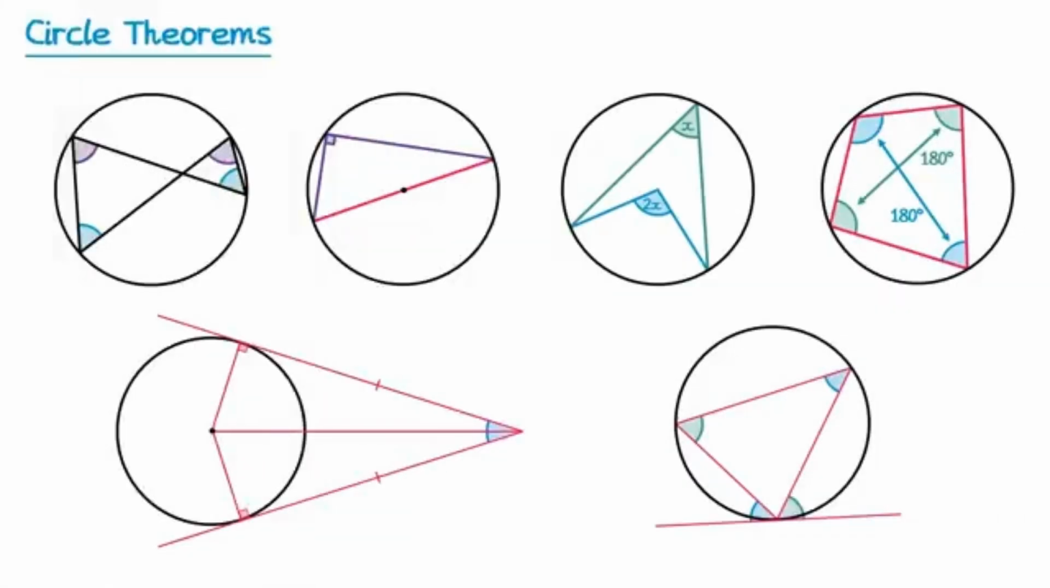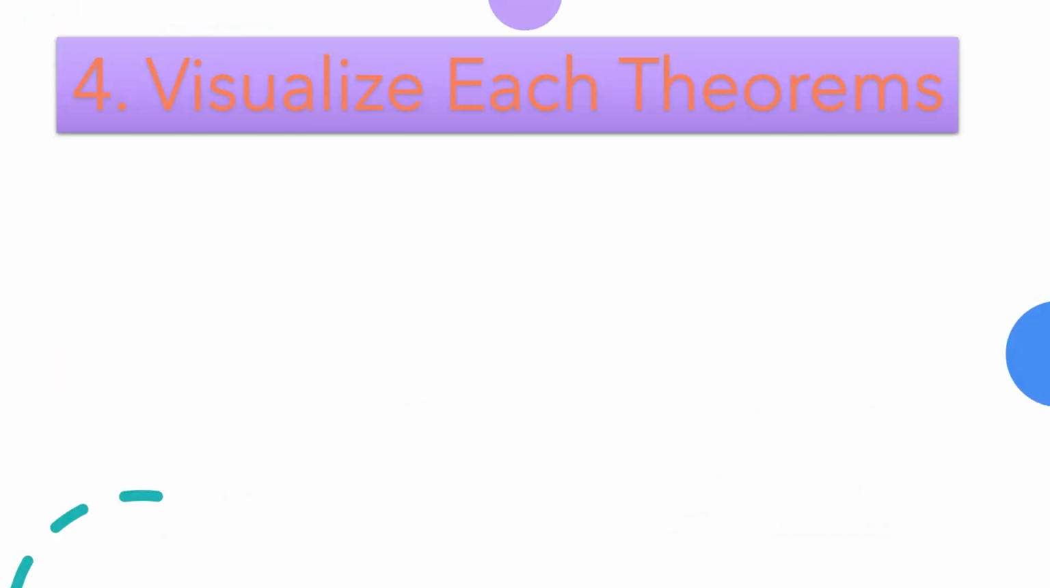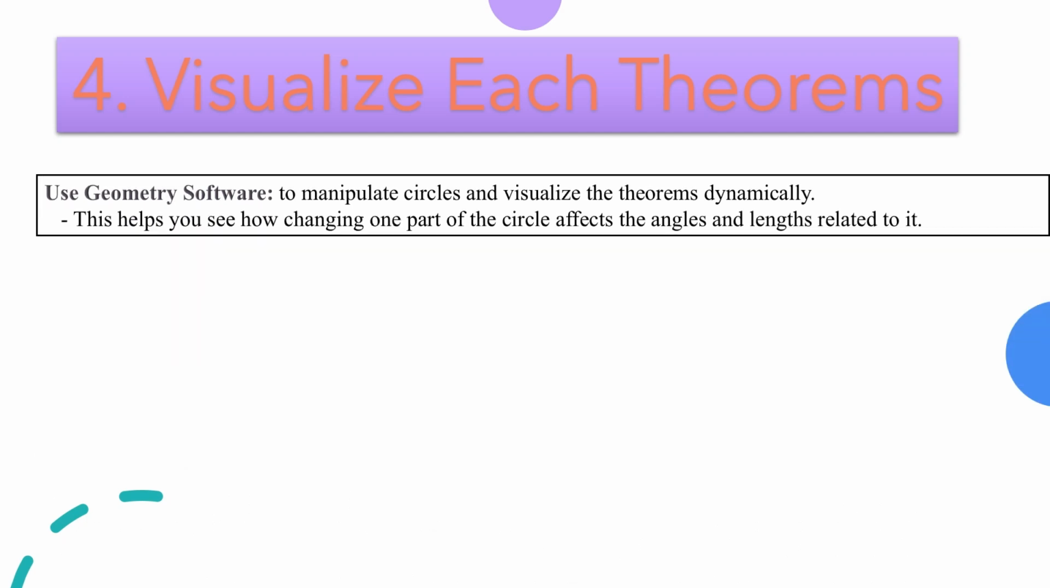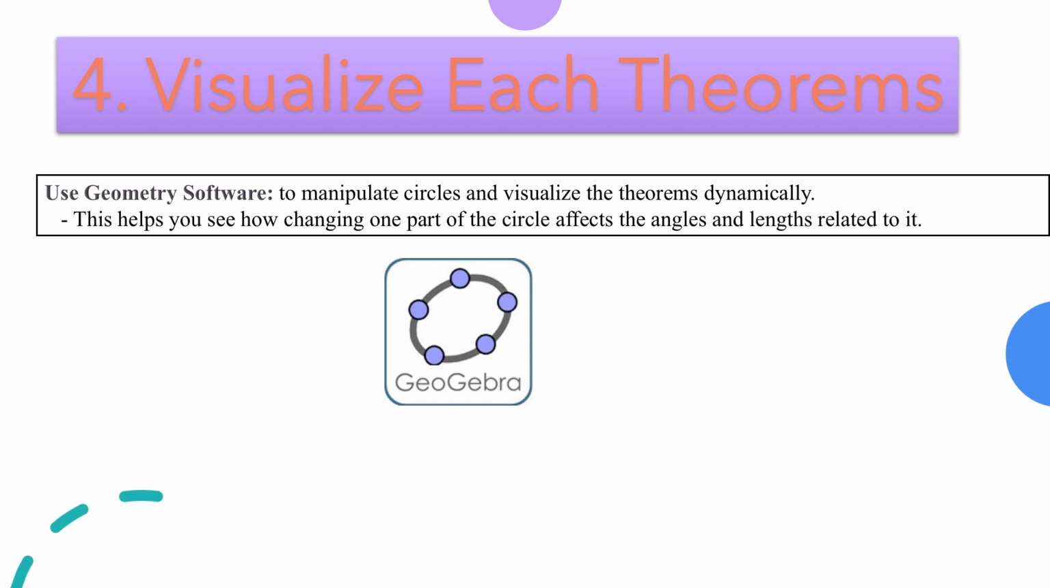Here's a quick sketch of all of those theorems we've covered on one page. You may visualize each theorem. Use geometric software to manipulate circles and visualize the theorem dynamically. This helps you to see how changing one part of the circle affects the angles and lengths related to it. For example, you can use GeoGebra.